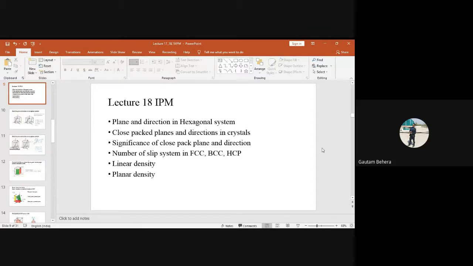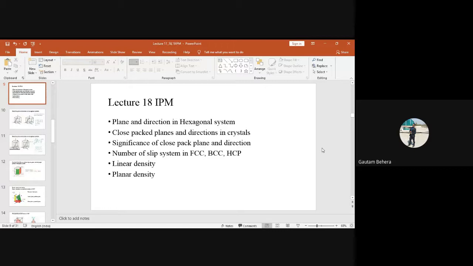Okay, let us recall the previous class, what we have studied. We started the discussion about the Miller-Bravais indices system, which is basically a 4-coordinate system. So we can have a 2-coordinate system, a 3-coordinate system, and a 4-coordinate system. The 3-coordinate systems are for simple cubic, body-centered cubic and face-centered cubic, basically for the cubic system, because in a cube we have 3 axes, x, y and z.